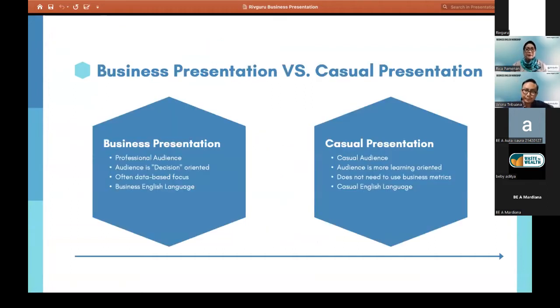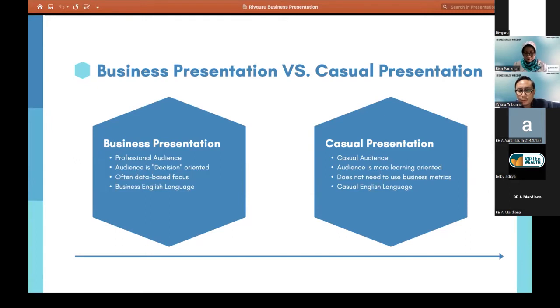Okay, so first of all, I want to differentiate business presentation versus casual presentation, because not many people know the difference. So I want to be very clear and very specific that there are two main differences of a business presentation versus a regular presentation. So the first difference is the types of audience you're presenting to, yeah? So business presentation, you're preparing your presentation for a much more professional audience, a much more business-minded audience, whereas a casual presentation, you're looking at a regular audience.